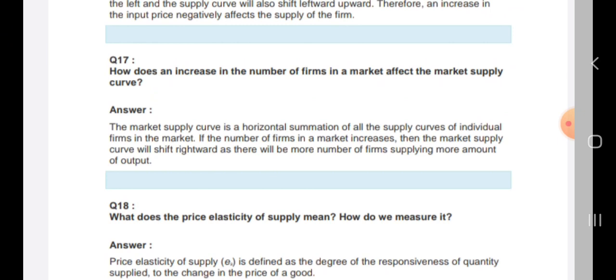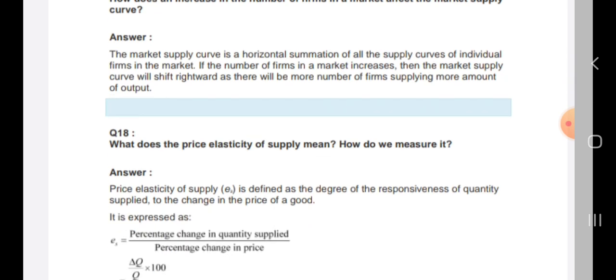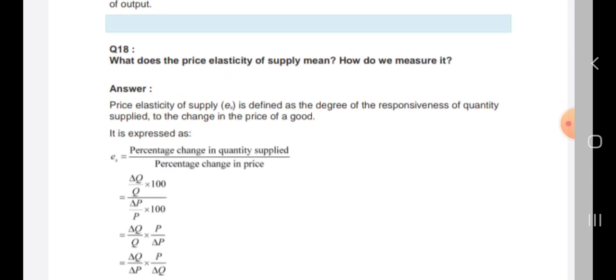Next, how does an increase in the number of firms in a market affect the market supply curve? The market supply curve is a horizontal summation of all the supply curves of individual firms in the market.